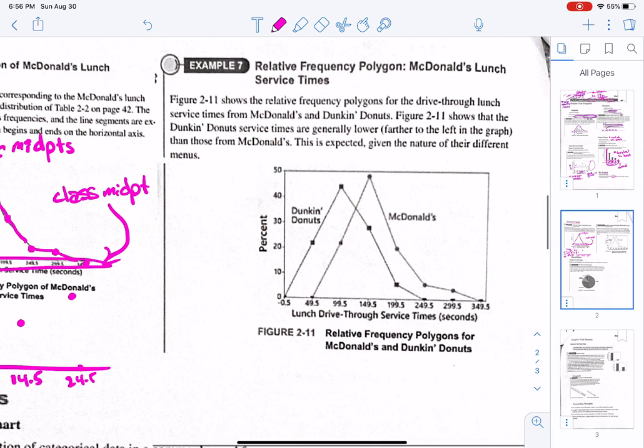All right, a relative frequency polygon is the same thing. It's just comparing 2 different things. And it is percentage.